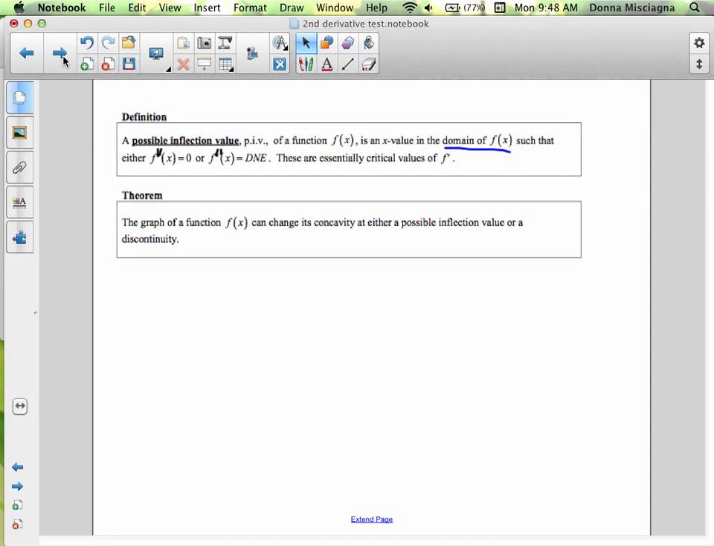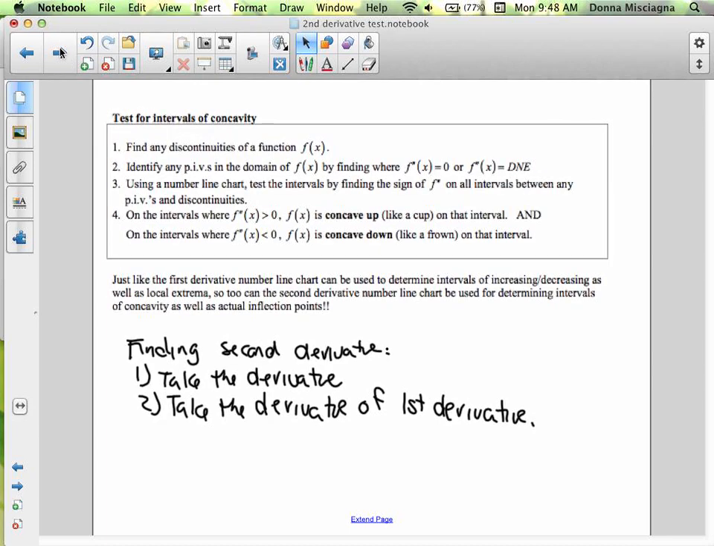So we can have changes in concavity where there are discontinuities. There just wouldn't be any inflection point where we change concavity. Right? And we'll see some graphs like that. Or we can have changes in concavity where the second derivative is 0 or undefined.